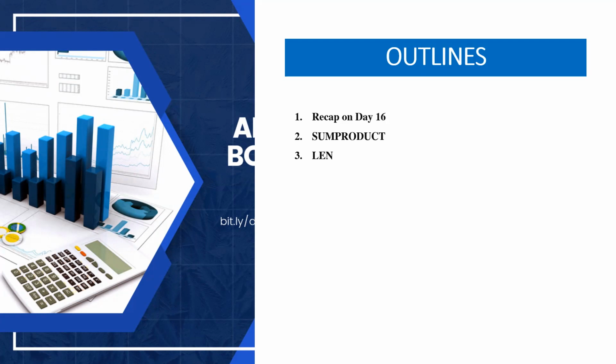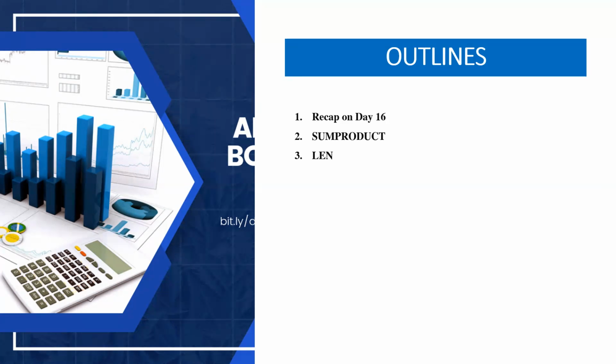So yesterday we did SUMIFS and COUNTIFS, if you can recall. I showed you how to calculate or do addition of something based on the criteria that we mentioned. We have single criteria and we have double criteria. That is using COUNTIFS. So today we will have SUMPRODUCT and LEN.